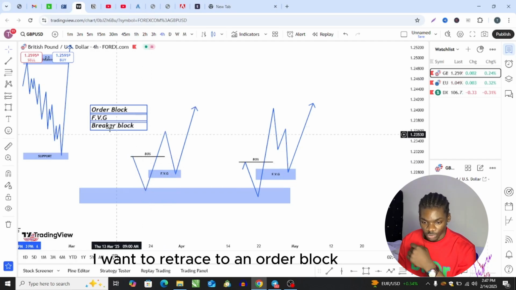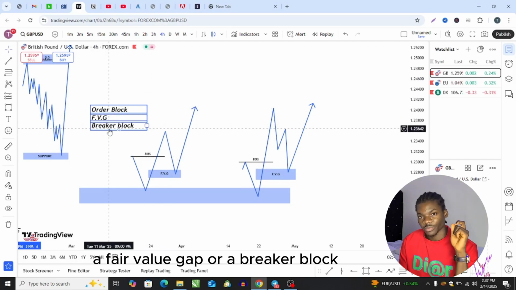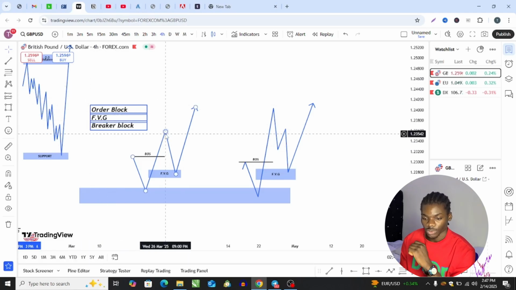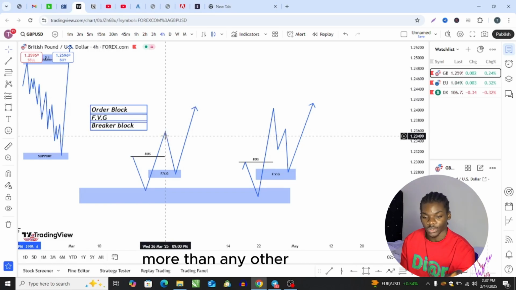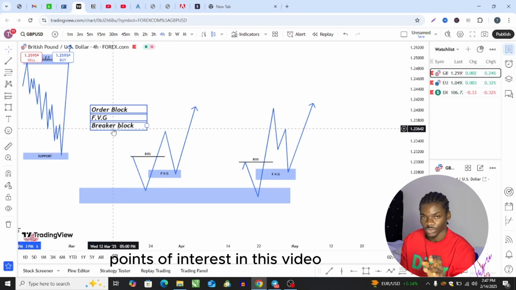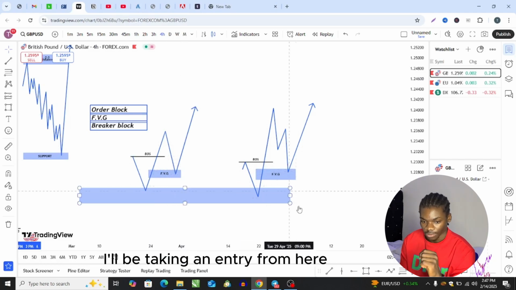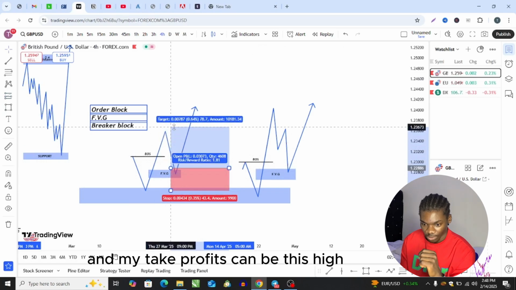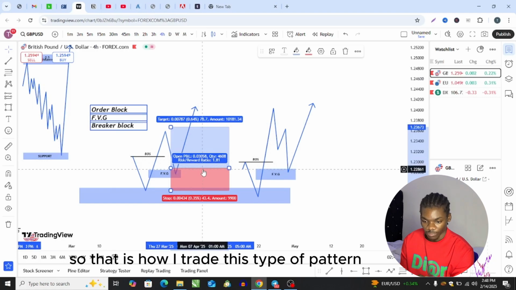I want it to retrace to an order block, a fair value gap, or a breaker block. I'm going to explain these three things for you guys. But for this example, I'm going to be making use of the fair value gap more than any other point of interest in this video. So, once price trades down, it sees the fair value gap, I'll be taking an entry from here. My stop loss can be down here, and my take profits can be this high or any other high to the left side. So that is how I trade this type of pattern.